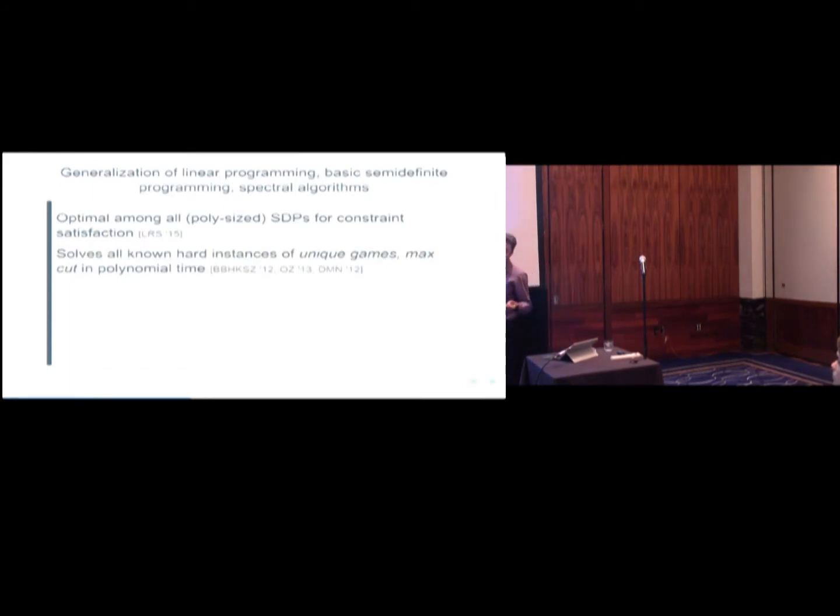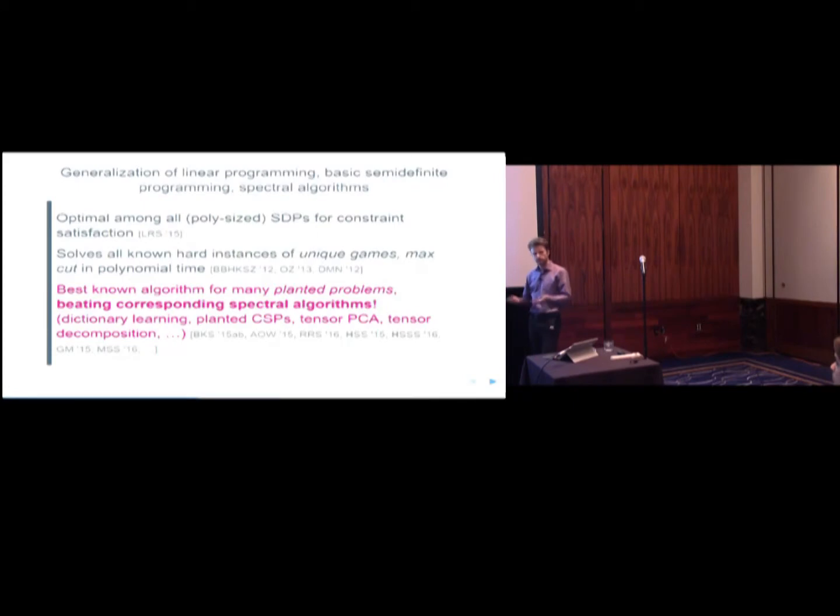We don't know how to write down any hard instance of infamous problems like max cut or unique games. We don't know how to write down any instance that can't be solved by sum of squares in polynomial time, exactly. But perhaps most relevant for this talk is that over the last few years, we've seen a raft of papers giving improved algorithms for planted problems using sum of squares. So these are problems like planted CSPs, dictionary learning from machine learning. We'll see some tensor problems actually in the next talk, but a wide range of tensor problems.